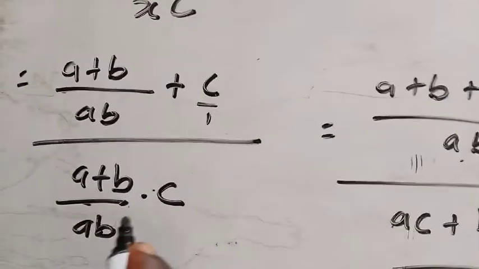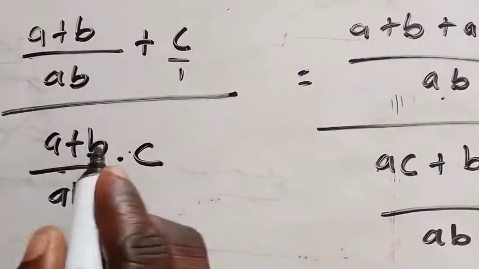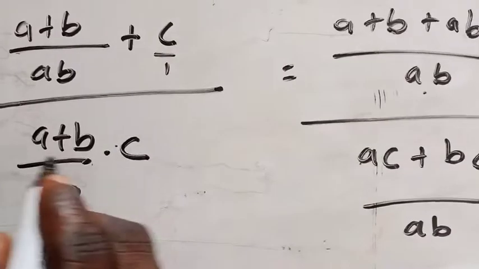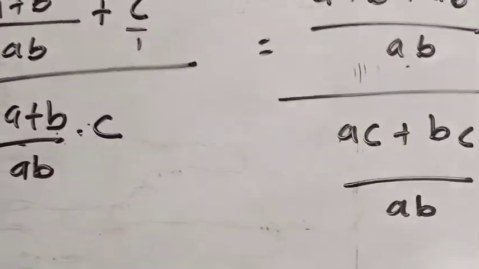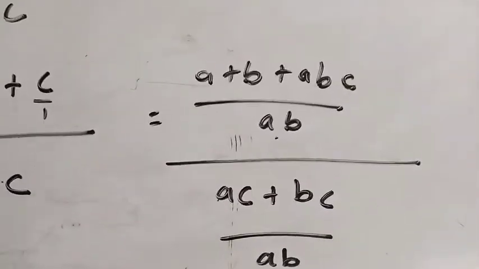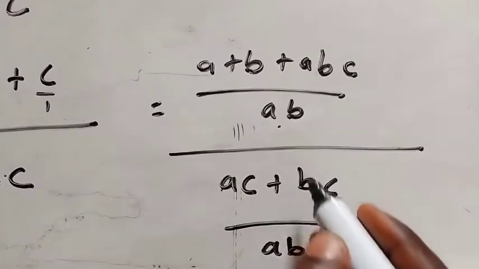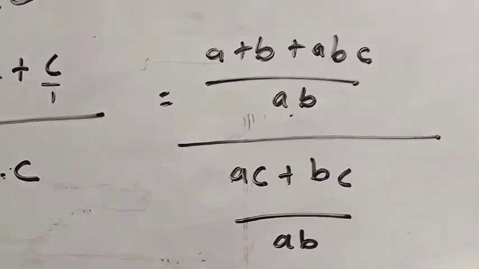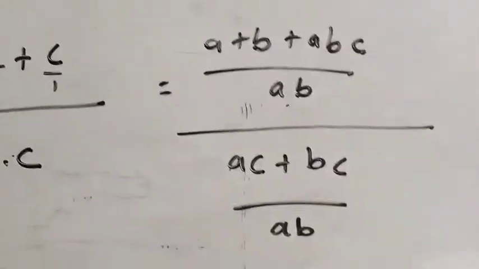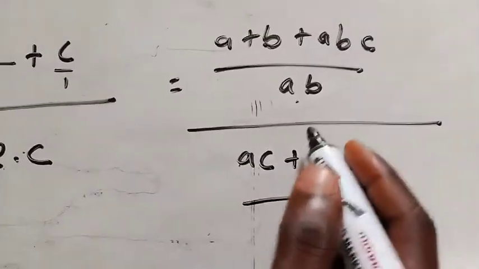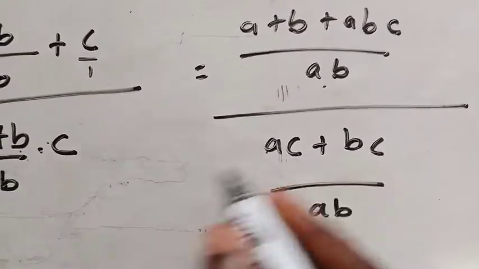Now the bottom here is the multiplication. So the c is going to multiply everything at the top, so ac plus bc all over ab. Is that okay? Here you have to simplify this thing. Since this is a fraction being divided by a fraction, they will cancel out, so you turn everything upside down.